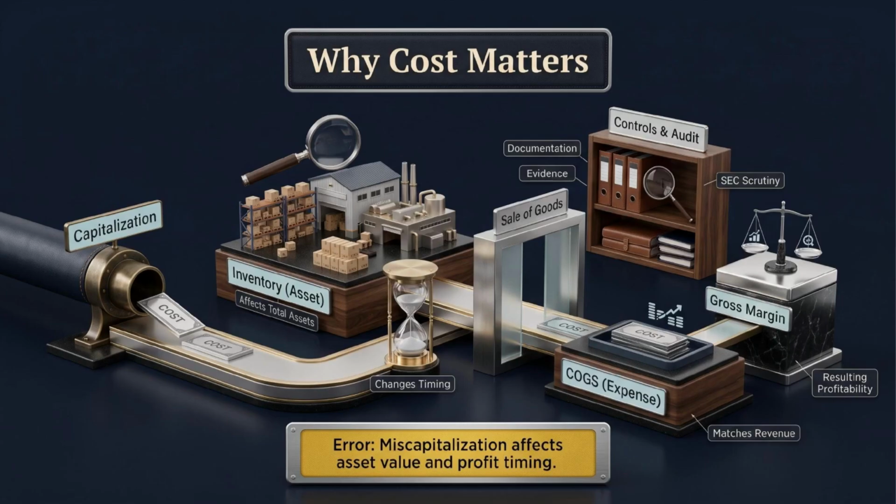It also affects audit evidence, policies, consistency, and sometimes even SEC comments. Inventory is one of those accounts where timing is everything. Put the cost in the wrong period, and the financial statements start telling the right story in the wrong chapter.